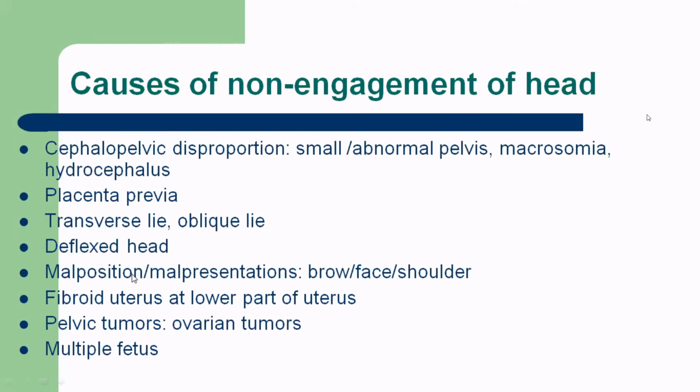Similarly, malposition or malpresentation of the fetal head, like brow presentation, face presentation when the chin is posterior, and similarly shoulder presentation. If there is a big fibroid at the lower part of the uterus, then also the space is less and the fetal head will not get engaged. Similarly, big ovarian tumors, or even in some cases of multiple pregnancy, the fetal head does not get engaged and it may not be delivered.